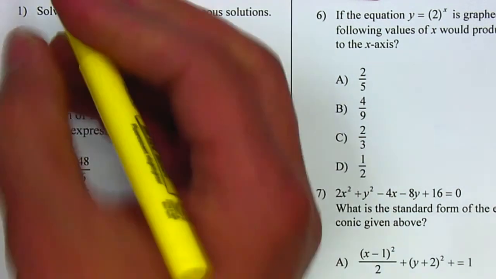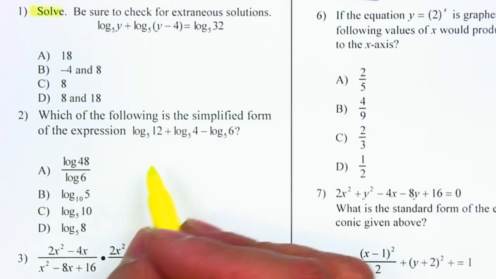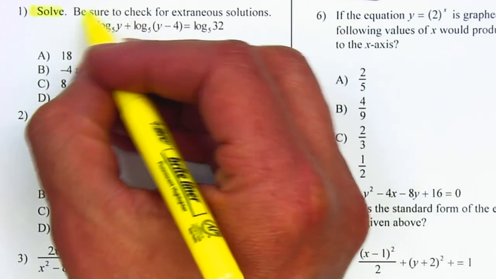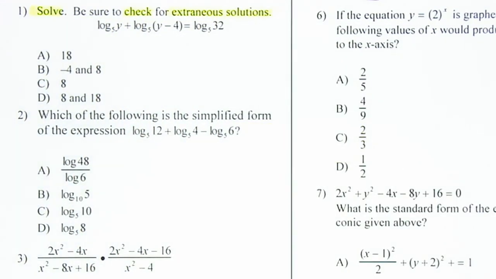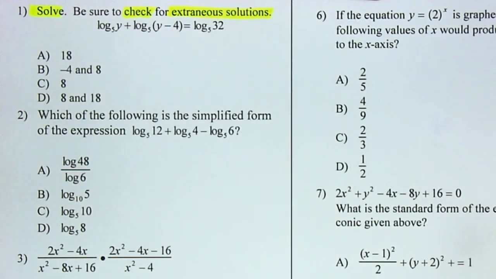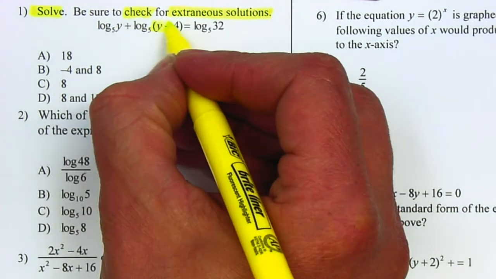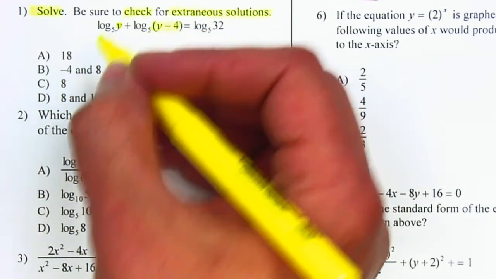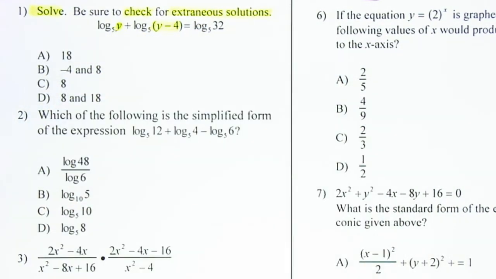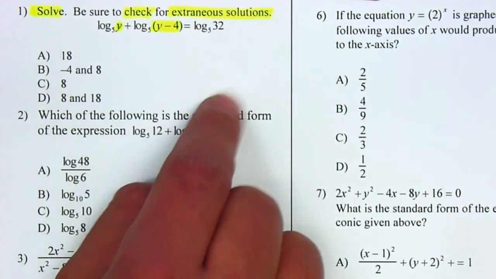It says solve. So we need to be able to solve for y. It also says check, be sure to check for extraneous solutions. Sometimes whenever we solve for logs, we might get an incorrect solution because we can only take the log of a positive number. It cannot be 0. We cannot take the log of a 0 number, or the log of a negative number. So we always have to come back and check.